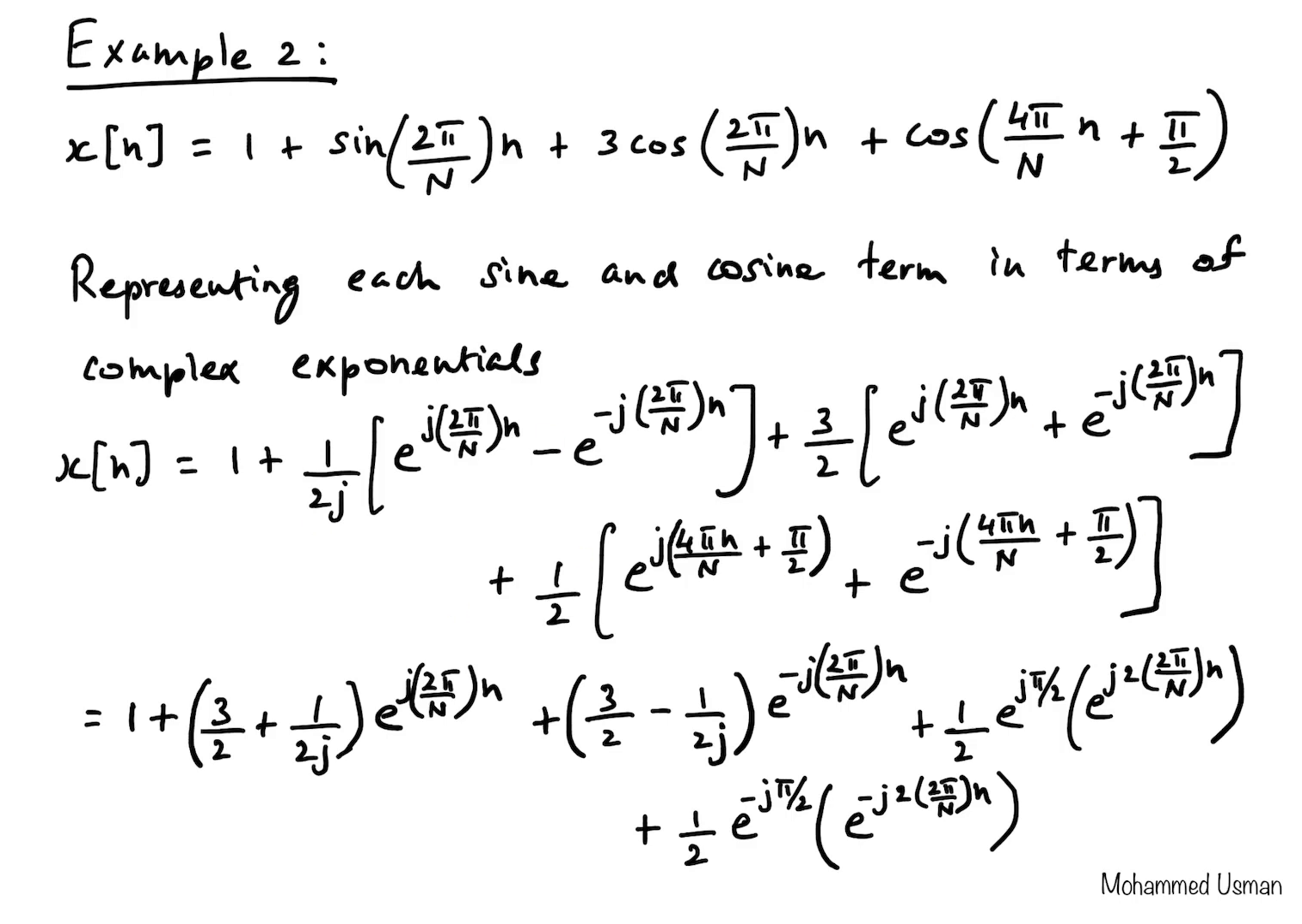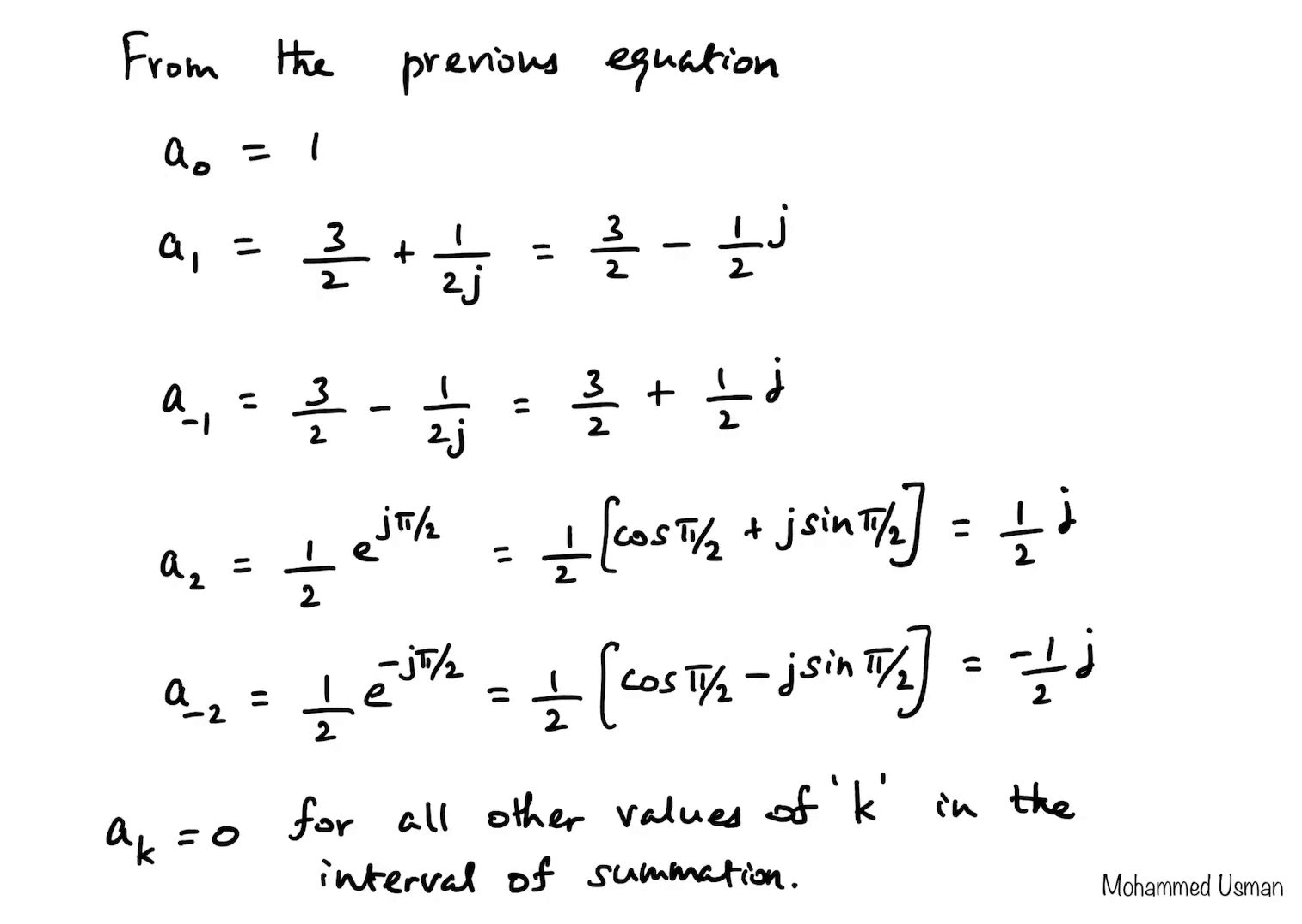So we have just simplified this expression and got this expansion for our x of n. Now what we see is that this term corresponds to e power j 2 pi by n times n into k for k equal to 1. This is for k equal to minus 1. This is for k equal to 2, and this is for k equal to minus 2. And this term corresponds to the term for k equal to 0, right?